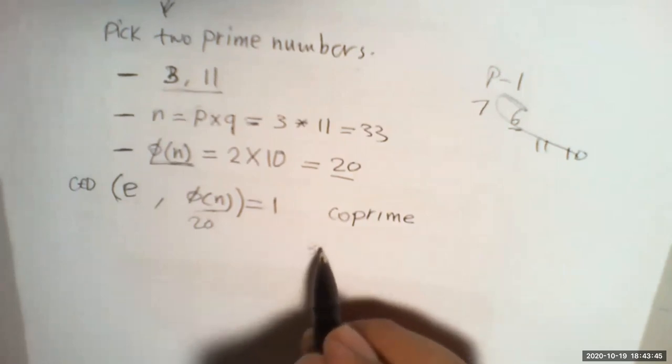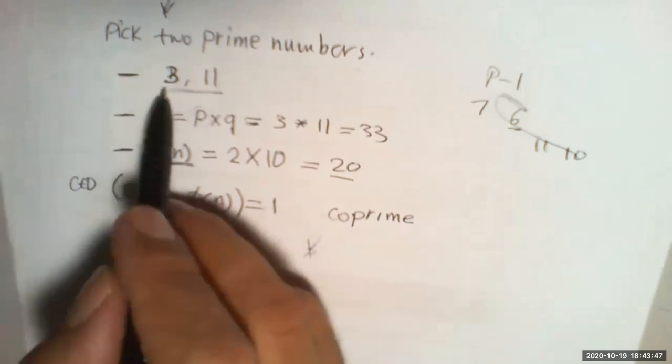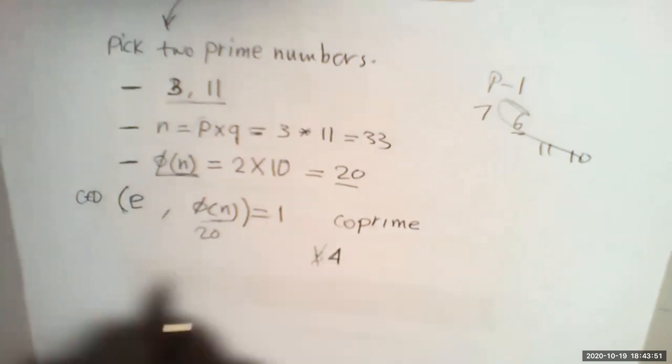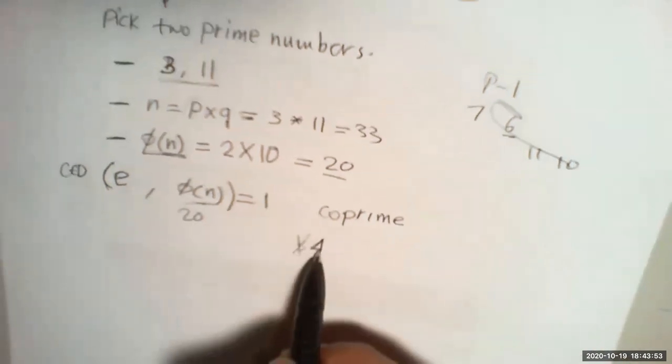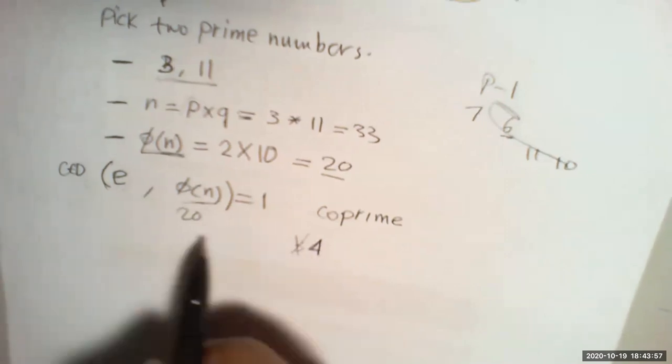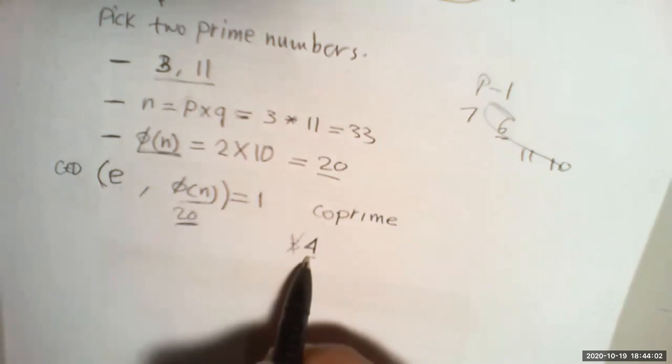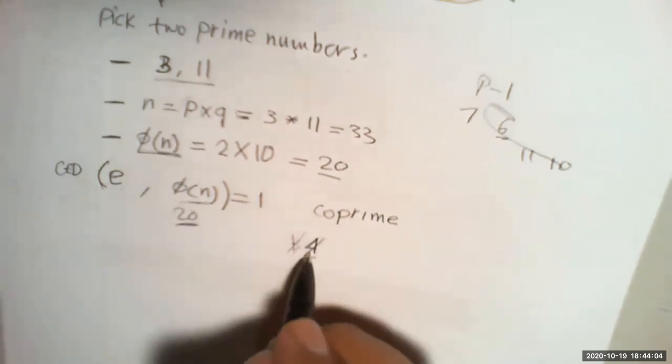What about 3? It's not good because it is already selected as a prime number. We cannot select it. What about 4? 4 is not co-prime because it is not a prime number. It is divisible by 2, and 20 is also divisible by 2. So 4 is not working.